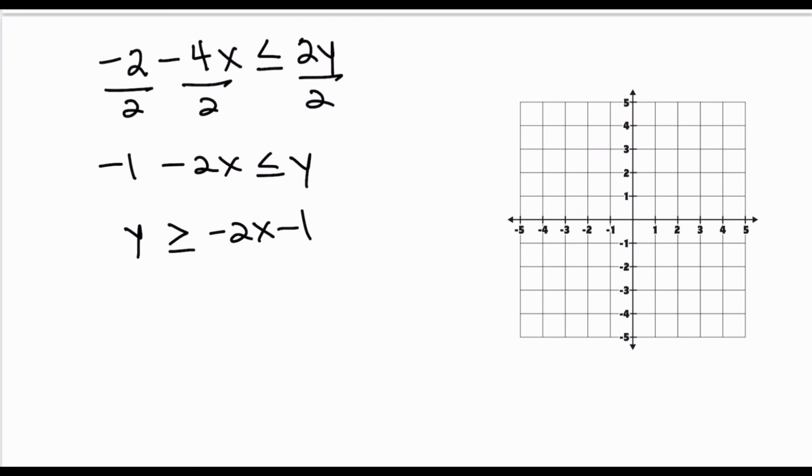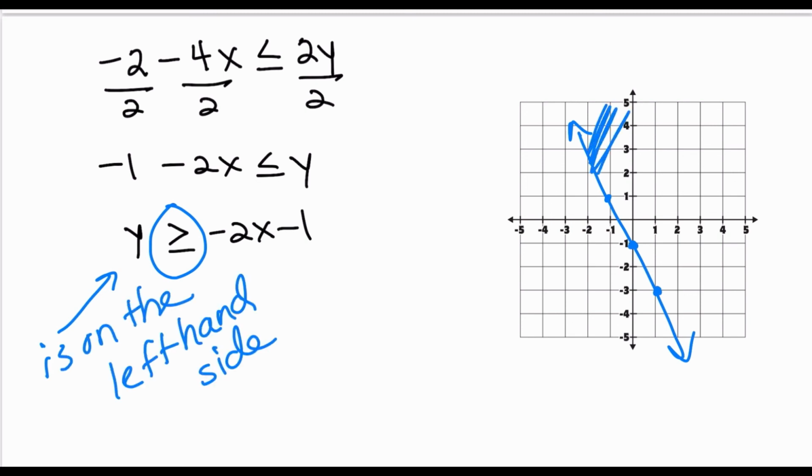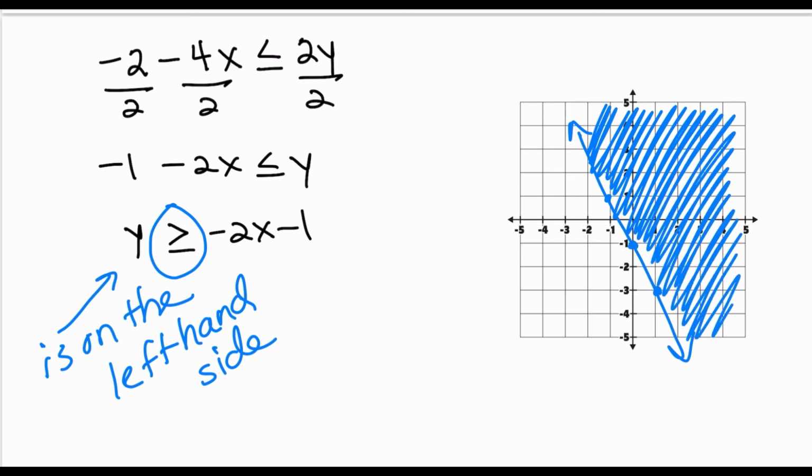So if I go to my graph, the y-intercept is -1. The slope is to go down 2 over 1, which is the same as going up 2 left 1. The line you're going to draw in this case is going to be a nice solid line. And then because it's greater than or equal to and the y is on the left-hand side, then I can go and shade above the line. So basically everything above the line is going to be my answer. So that is exactly how you're going to graph this linear inequality.